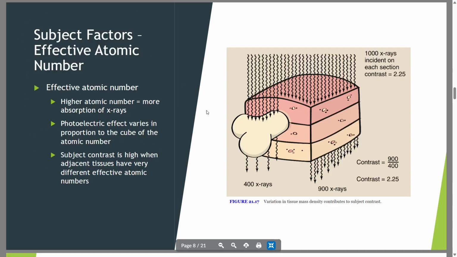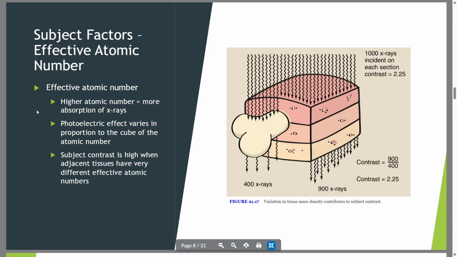And the thing that goes hand in hand with this is the effect of atomic number. Because each type of tissue is going to have a slightly different atomic number, it's going to result in a different amount of absorption of x-rays. So higher atomic number tissues will have more absorption and vice versa.